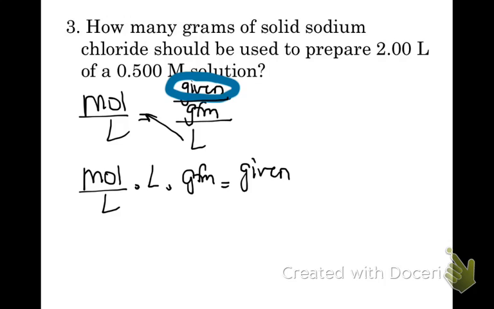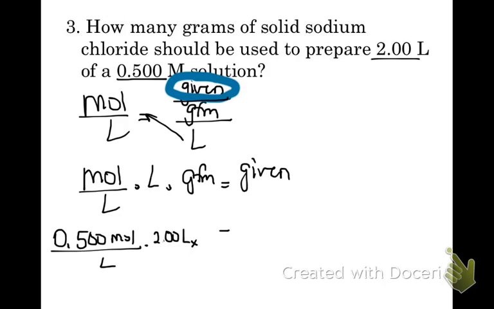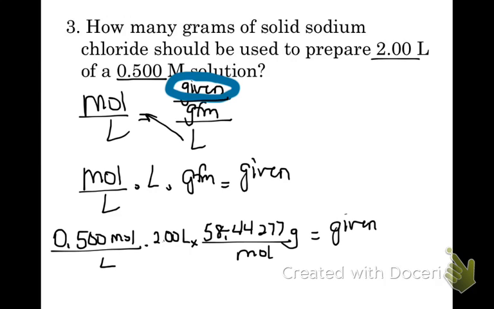Alright, so my given is my unknown. I know I have 0.500 molar solution, which is my molarity, moles per liter. I can write it out as moles per liter just to make sure my units cancel. I know I need 2.00 liters. And this is sodium chloride, so I will use the molar mass, or the gram formula mass, which is 58.44277, and that's grams per mole. And that's all to give me that given, or the number of grams needed.